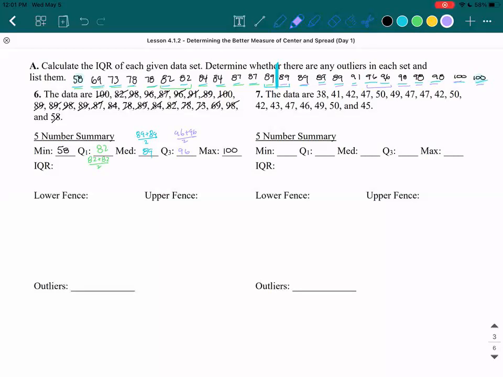Now, to calculate the IQR, it's a straightforward formula. Hopefully you remember it. It's Q3 minus Q1. So I'm going to write that out. Q3 minus Q1. This is our formula.